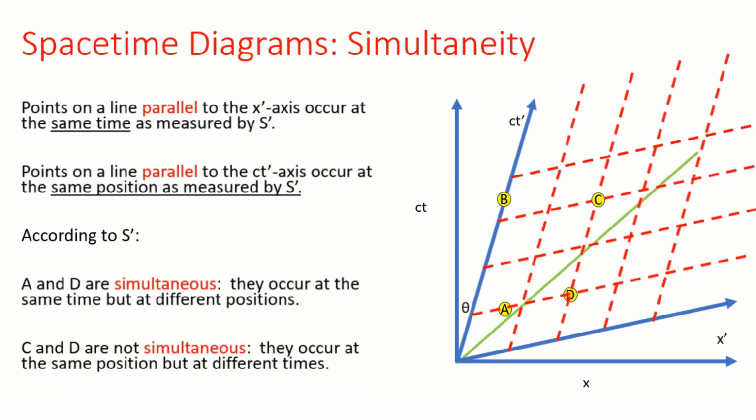We could also look at C and D, for example. These lie very much on a line of constant position. They have the same position, but they are occurring at different times. So again, where one observer will see things to have the same position, another observer may see them to have different positions. In this case, C and D occur at the same position according to S prime. However, according to observer S, they did not occur at the same position.